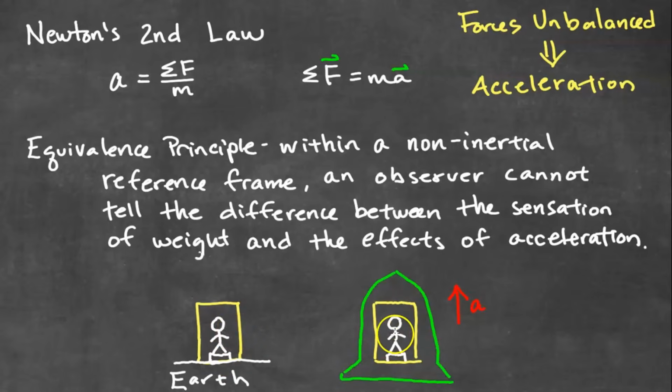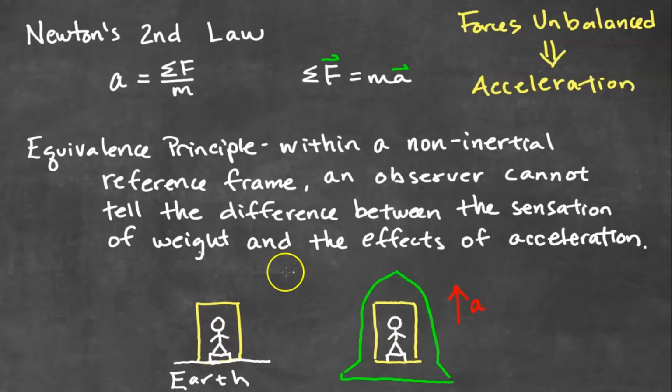Now imagine another person in the same size room, no windows, they cannot see out. They're also on a bathroom scale, but instead they are in a rocket. They are in outer space, and this rocket is accelerating at 9.8 meters per second squared. Same thing as the gravitational field on Earth. These two people would not be able to tell the difference. They wouldn't know if they're on Earth or in the rocket ship. They would feel the same way. The bathroom scale would read the same thing.